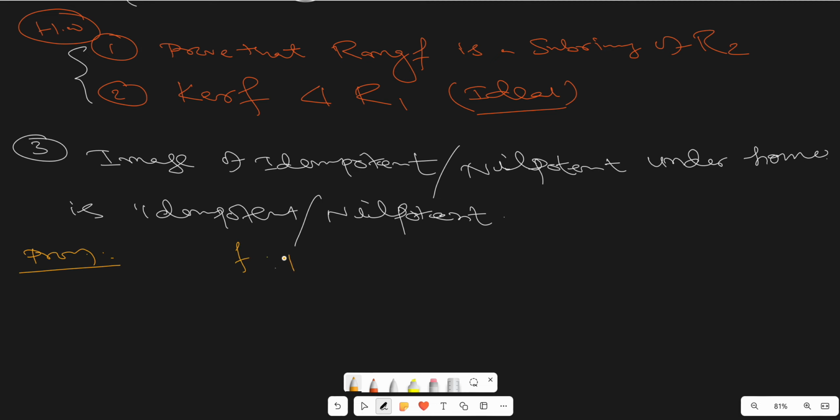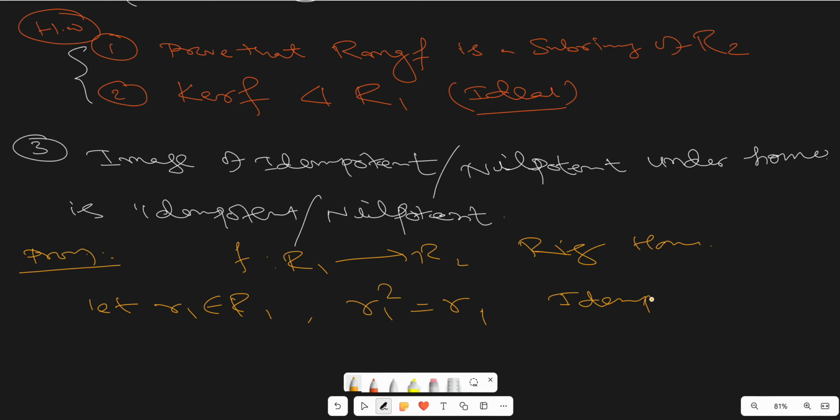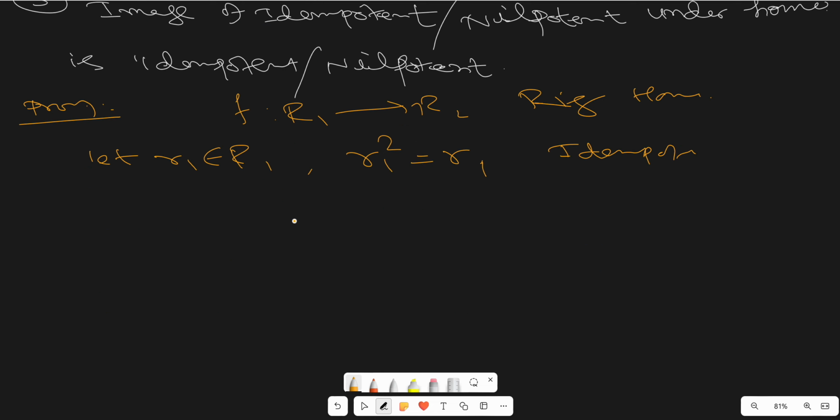Suppose f from R1 to R2 is a ring homomorphism. What you have to prove is that the image of an idempotent is idempotent. Suppose you have an element r1 of R1. Because of idempotency, r1 squared equals r1. Then what can you say about f of r1 squared? You can say it equals f of r1.